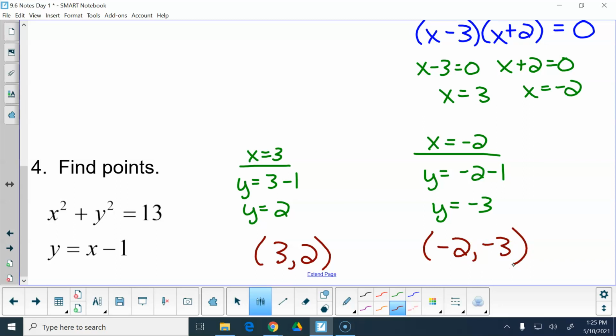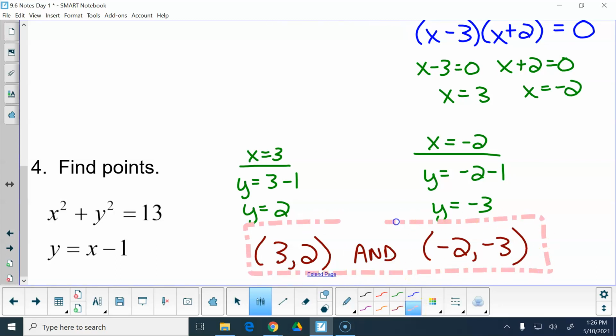Negative 2 squared is 4. Negative 3 squared is 9. 4 plus 9 is 13. Checks out. Negative 3 is negative 3. Negative 2 minus 1 is negative 3. That works out. So both of these are my two solutions.